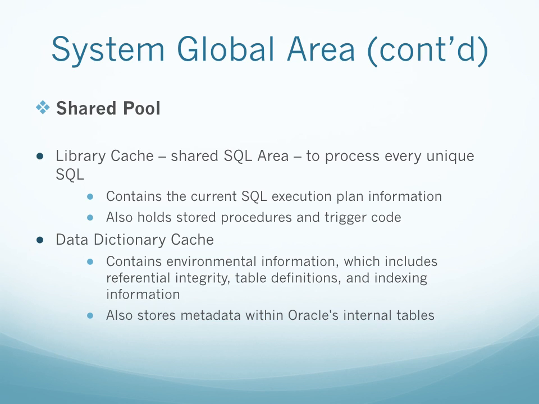The next is shared pool. It has two subparts. The first one is library cache, which contains the current SQL execution plan, and it also holds procedures and trigger code. The dictionary cache is used for storing the metadata of the data.